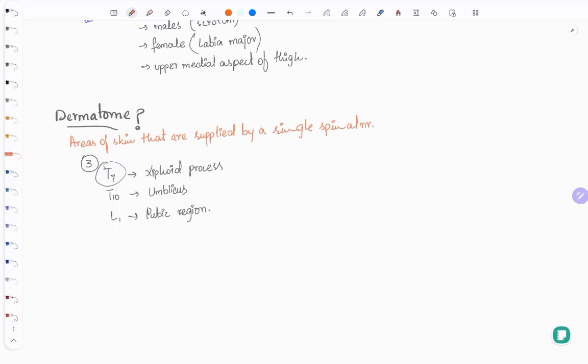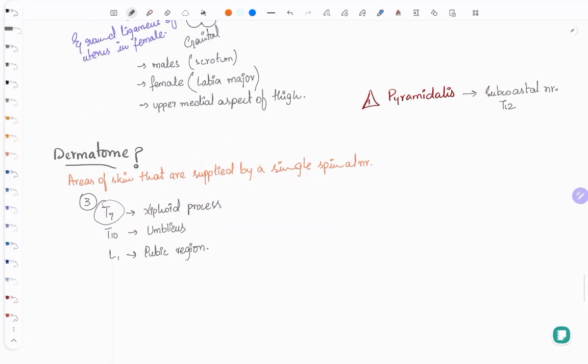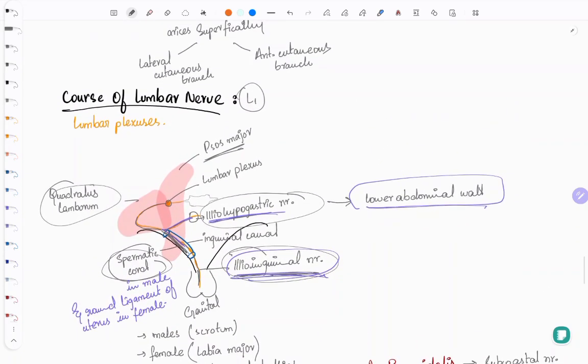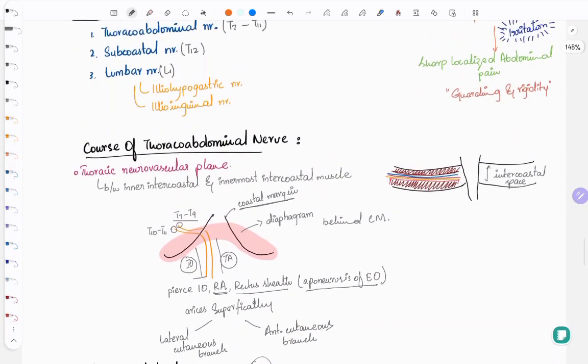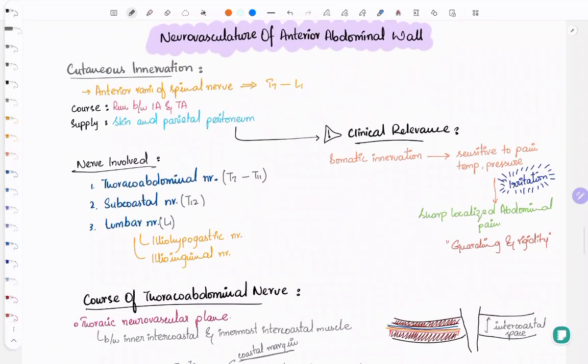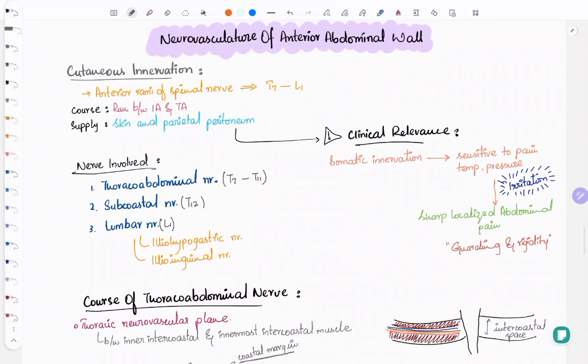And I would like to add another point, that is the pyramidalis muscle, which is an accessory muscle located behind the rectus sheath, is supplied by the subcostal nerve, that is T12. So that concludes our lecture on the cutaneous innervation of the anterior abdominal wall. In the next lecture, we'll discuss the vasculature of the anterior abdominal wall.